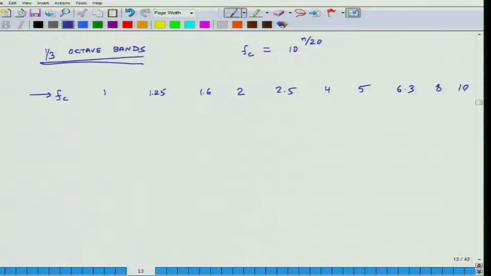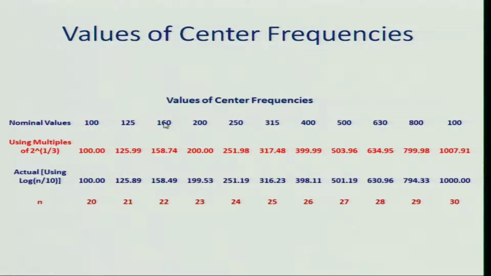Excuse me, when n is equal to 20. When n is equal to 20, then 20 over 20 is 1. This becomes 10. Okay. So you use this relation to calculate these frequencies. Now you would think, so actually let me show you a graph. What I am showing here are different values of center frequencies.